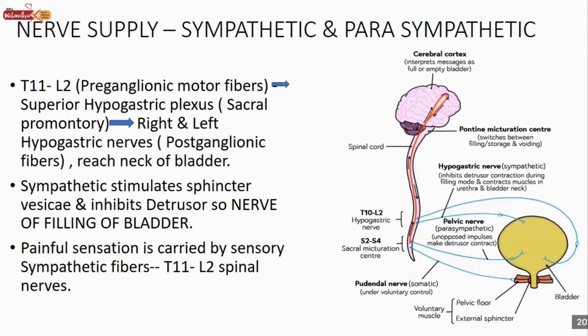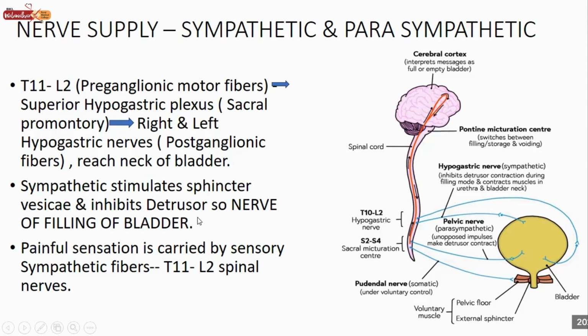Like all organs, we divide it into sympathetic and parasympathetic fibers. The sympathetic fibers arise from T11 to L2 in the spinal cord. These are the preganglionic motor fibers to the superior hypogastric plexus near the sacral promontory, and it gives rise to right and left hypogastric nerves, which will reach the neck of the bladder.